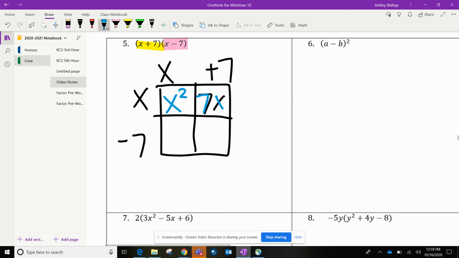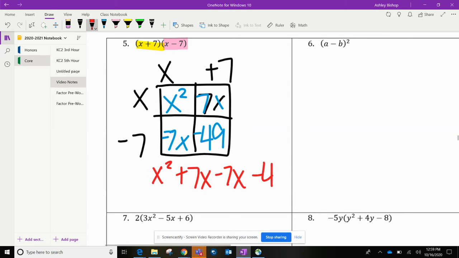7x. Then I have -7 times x in this box. That's just -7x. And then -7 times 7, please make sure you use your calculator. That is -49. Once I put everything in the box, I'm going to rewrite it all in a nice line. So I have x squared plus 7x minus 7x minus 49. Keep the signs with them. This was a -7x, so that's got to be a -7x there.